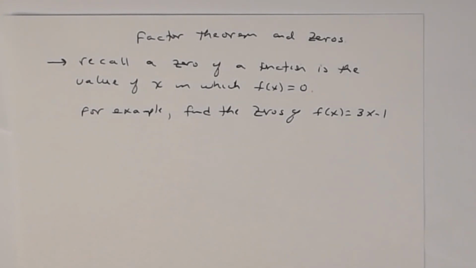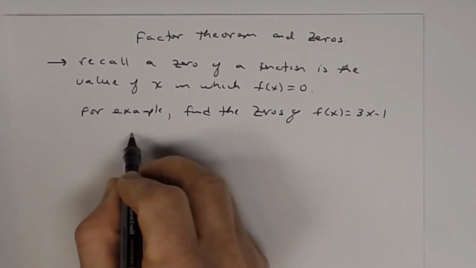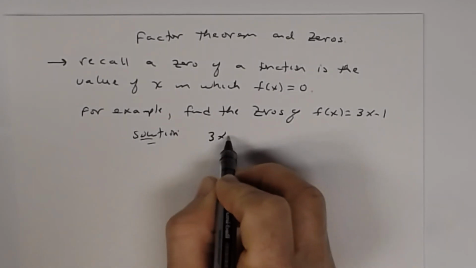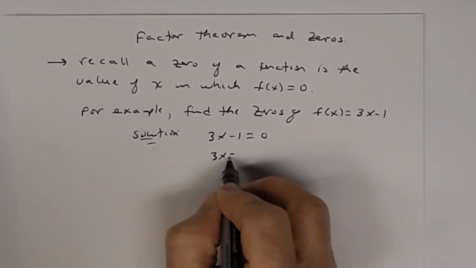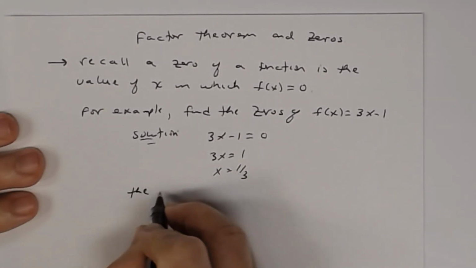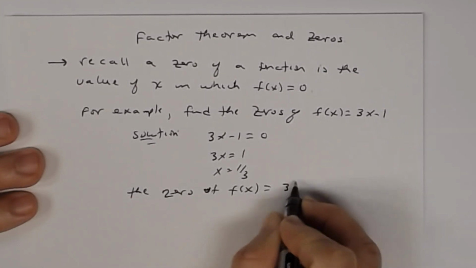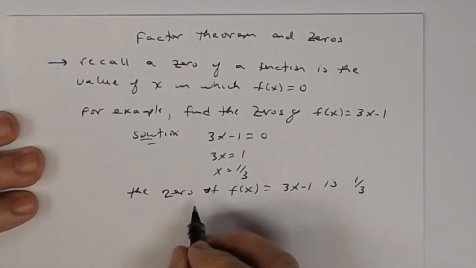For example, if you wanted to find the zeros of f of x equals 3x minus 1, basically all we did was we set this function equal to 0. So our work would be 3x minus 1 equals 0. And if I solve this linear equation for x, I get 3x equals 1, and x is 1/3. So this means that the zero of f of x, which equals 3x minus 1, is 1/3. That's our zero.